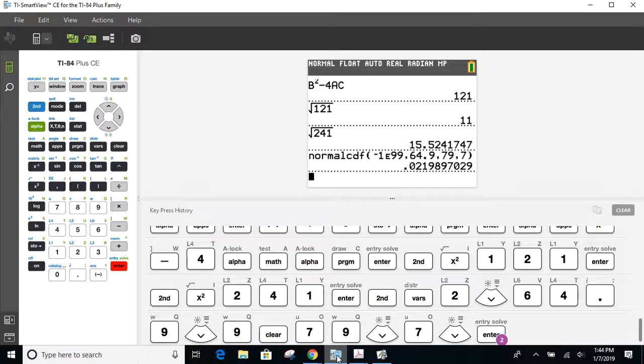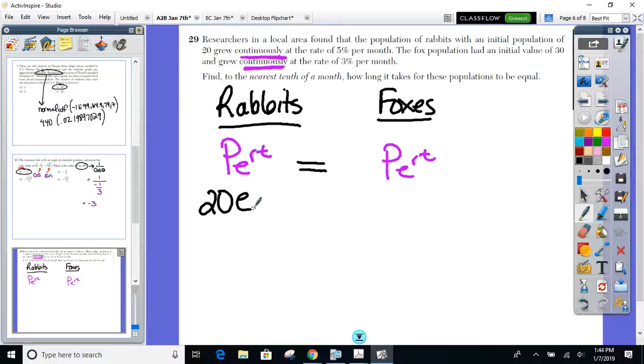E is E. Again, that's the button right above the division sign. That's a number. Leave it E. What's the rate for the rabbits? 5%, but what are you plugging in? 0.05T. And we're going to see when that is equal to the foxes. How many foxes initially? 30. E stays E. The rate's 3%, so I'm going to plug in 0.03T. Oh boy, we've got to solve that for T, huh? So I can see when they're both the same.